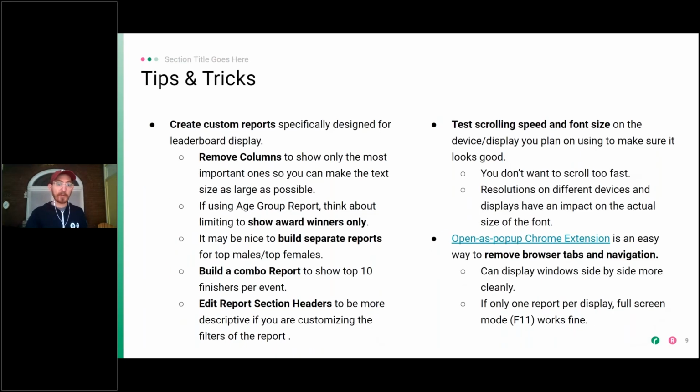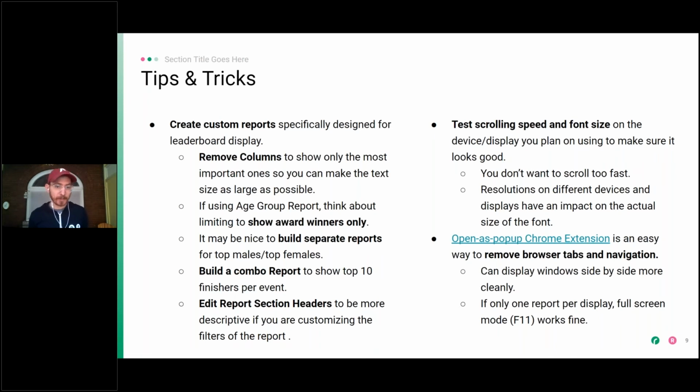Okay, so a few tips and tricks that we found that help you out with setting up your best experience for scrolling results. Create custom reports specifically designed for leaderboard display. It's not always the case that the default reports look great for scrolling, especially if you have a lot of split data. It's not going to be nice and easily readable for people who are looking at it. So I like to remove columns to show only the most important ones, so you can make the text as large as possible.